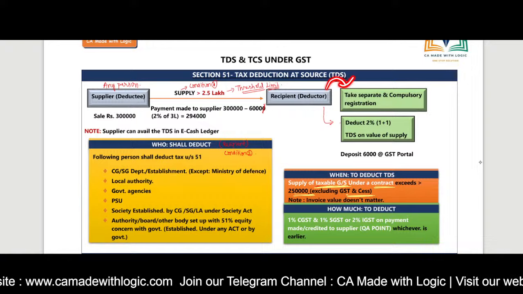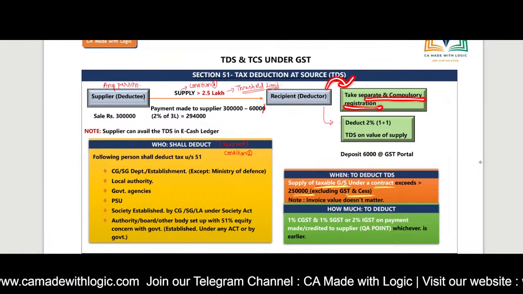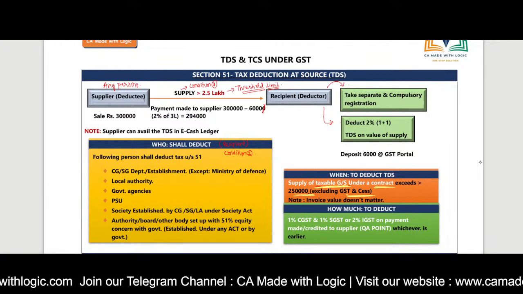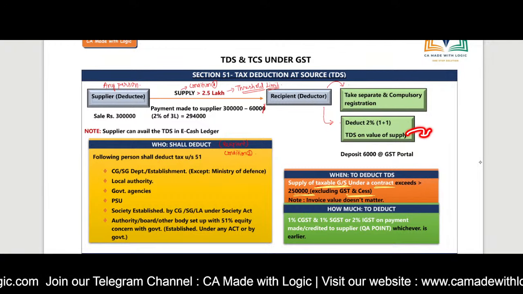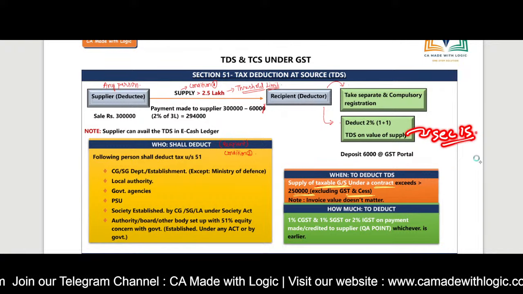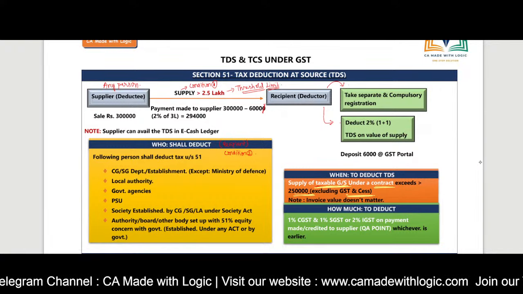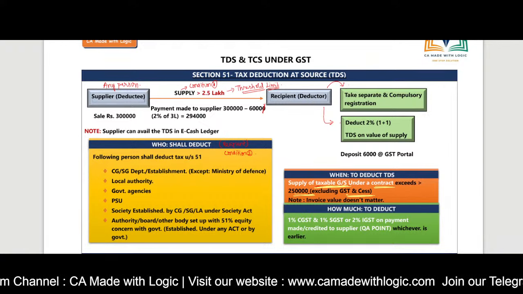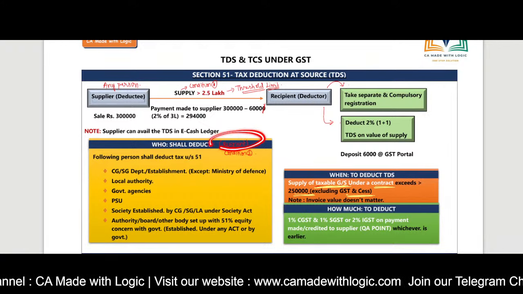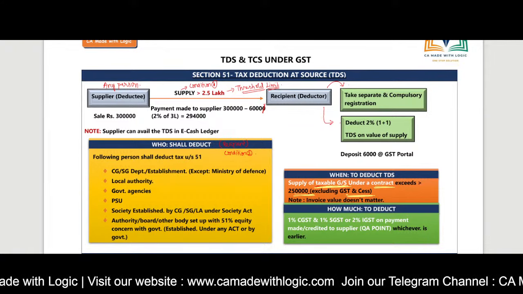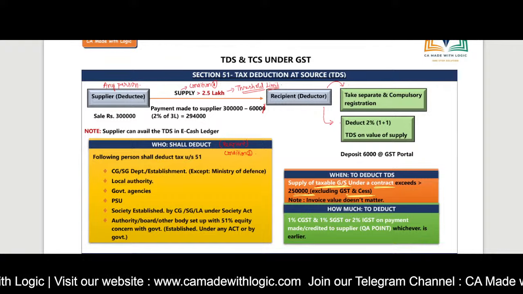The recipient has to take the compulsory registration, and he has to deduct 2% on the value of supply. Remember, this value of supply we have learnt in Section 15, transaction value: how you can determine the transaction value, what things you need to add, and what things you need to deduct. So here, who is the recipient? Both conditions have to be fulfilled, and only then will the recipient deduct the TDS.